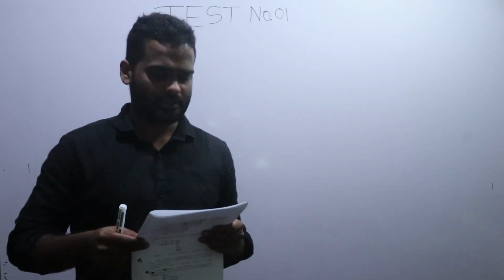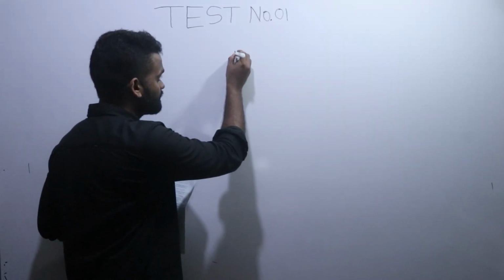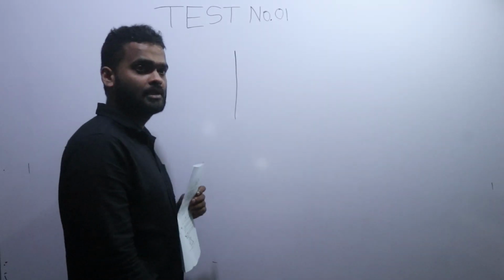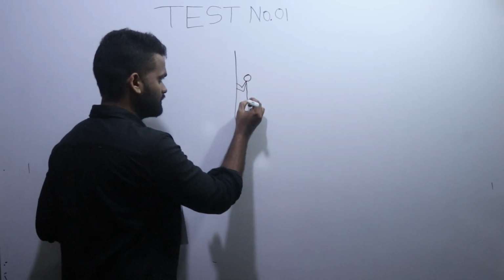Okay. Next question. 8. A monkey weighing 20 kg is hanging by a rope. So let's say this is a rope. And there's this monkey.